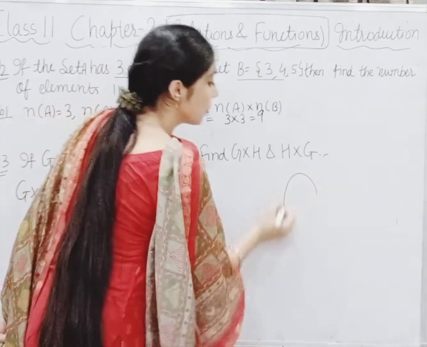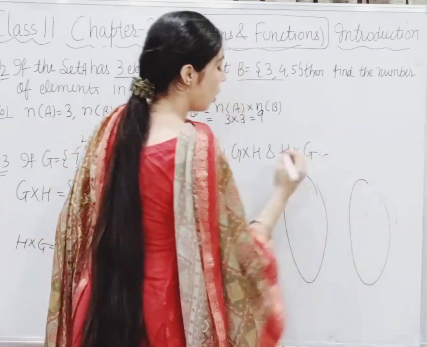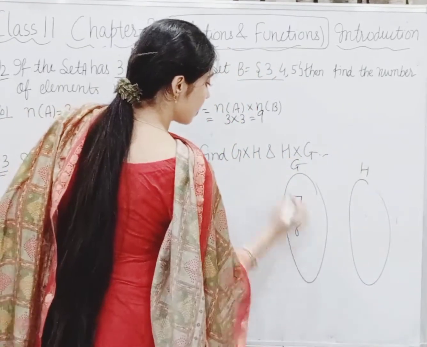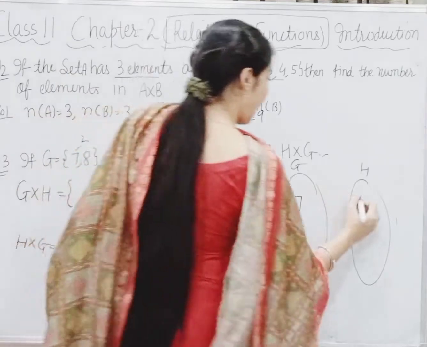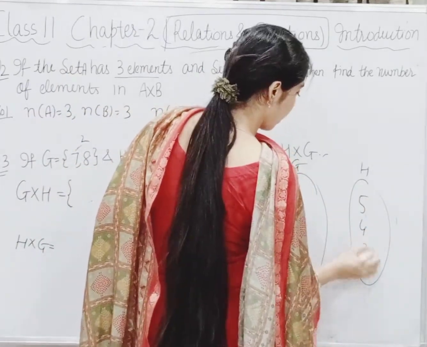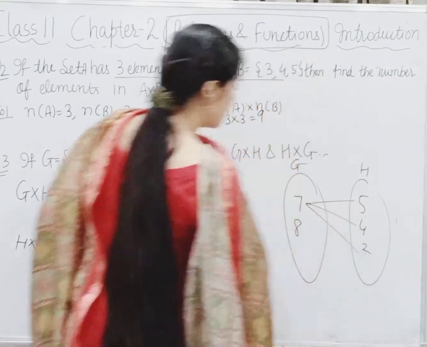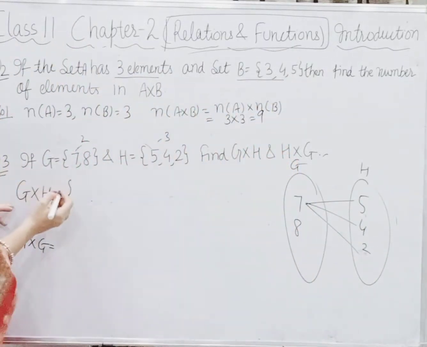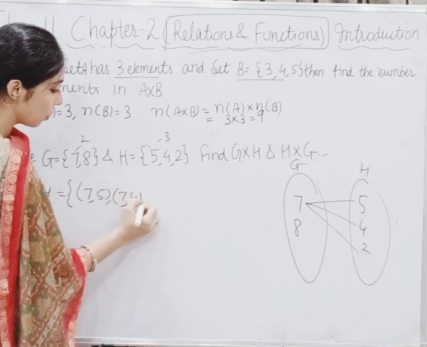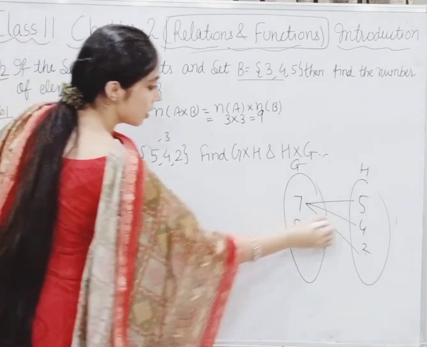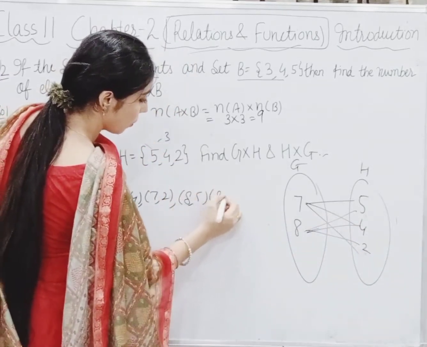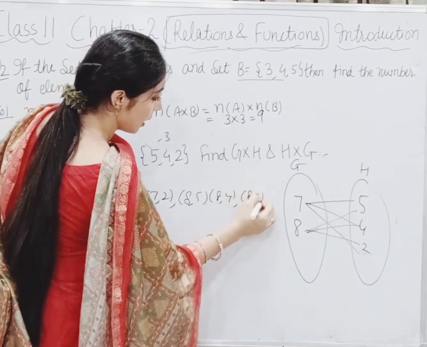Let's consider this is set G, which has 2 elements, and in H we have 3 elements. So in the Cartesian product of G and H we will have (7, 5), (7, 4), (7, 2) and (8, 5), (8, 4) and (8, 2). These are the elements.